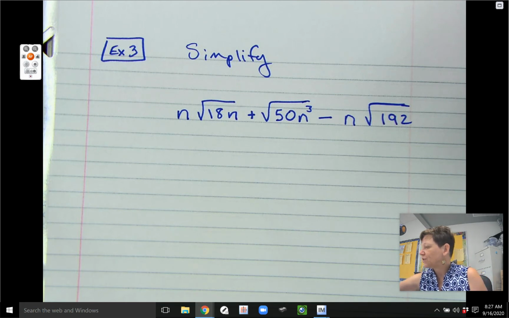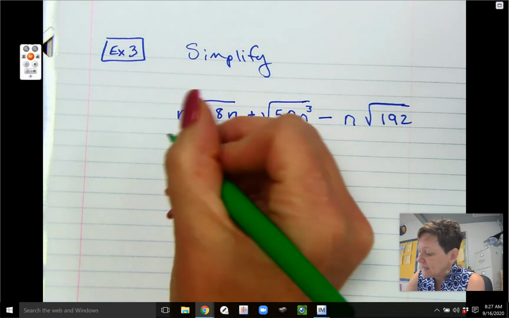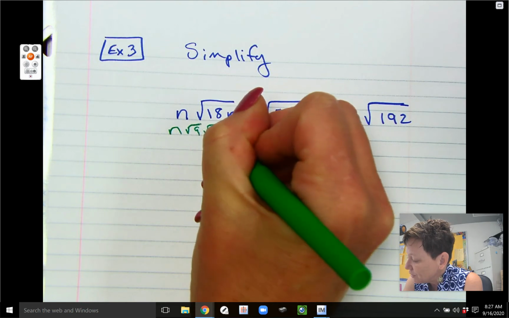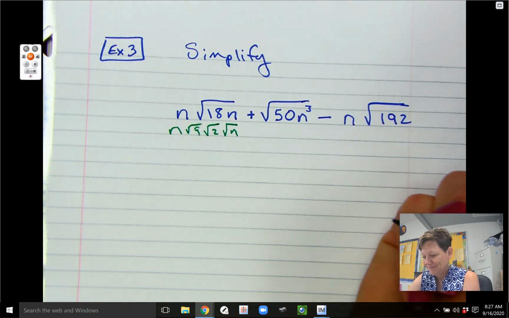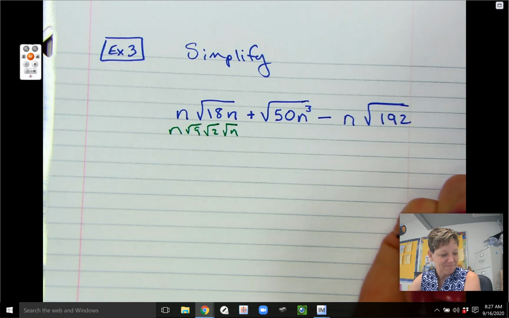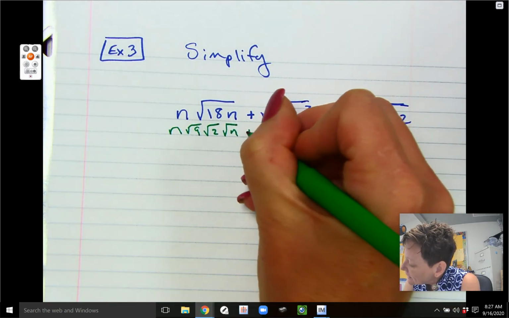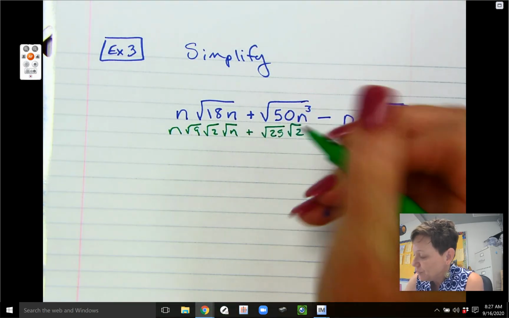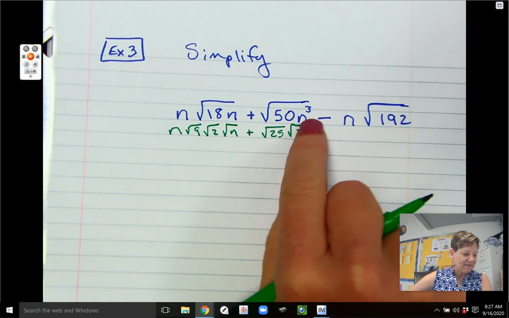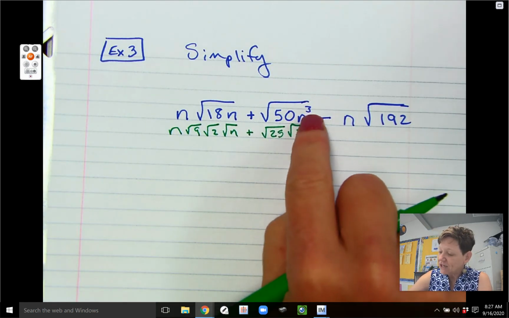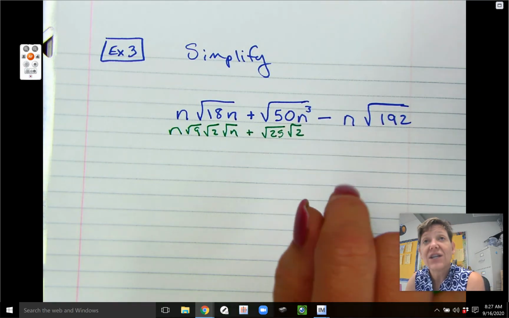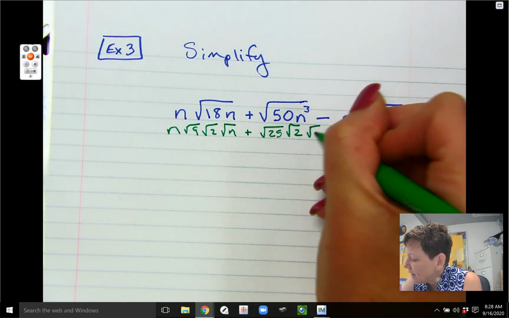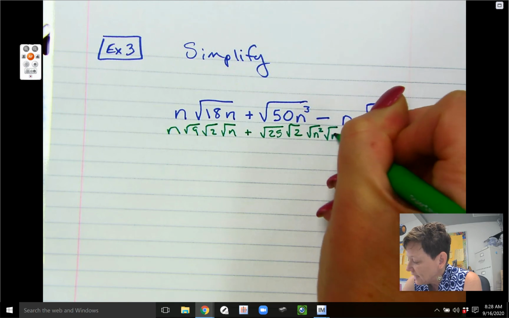So let's take this first one here, and we are going to make this n. And the square root of 18 breaks up to square root of 9, square root of 2, square root of n. Plus the square root of 50 breaks up into the square root of 25, the square root of 2, those make 50. And then here we have n cubed. And so you need to think about what n cubed is. N cubed is n squared times n. So that means that I have the square root of n squared times the square root of n.